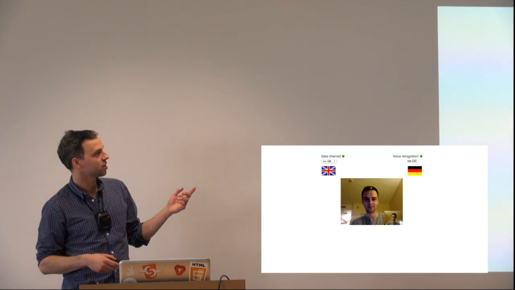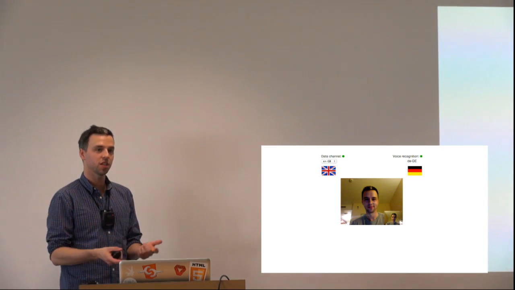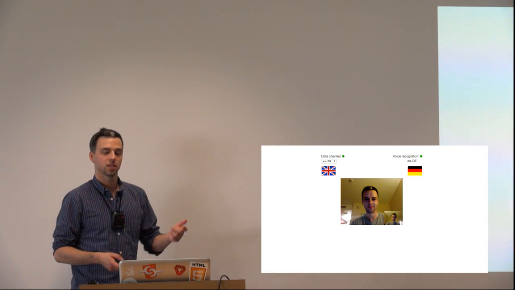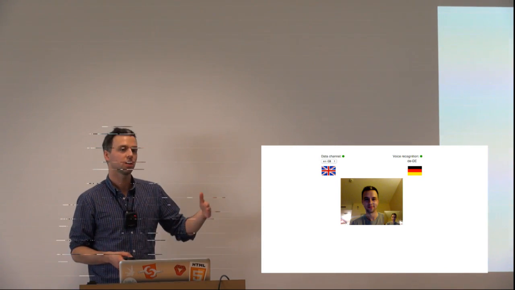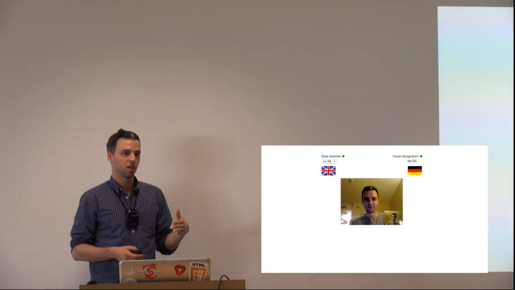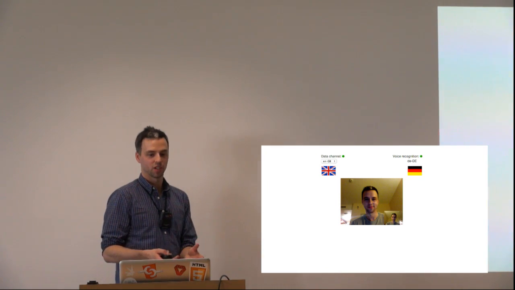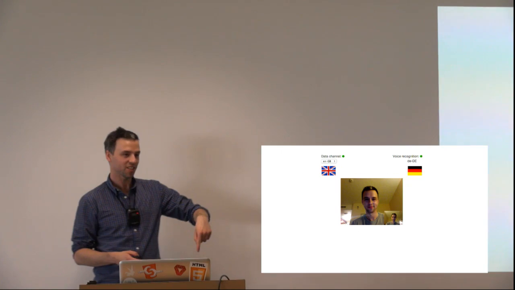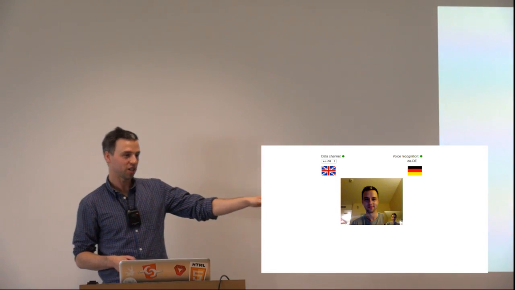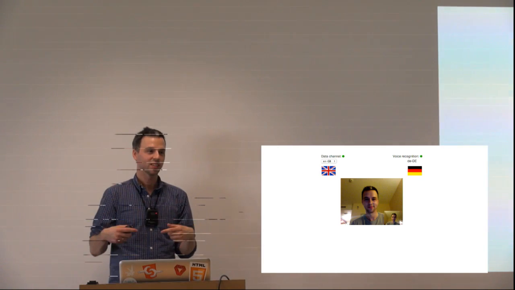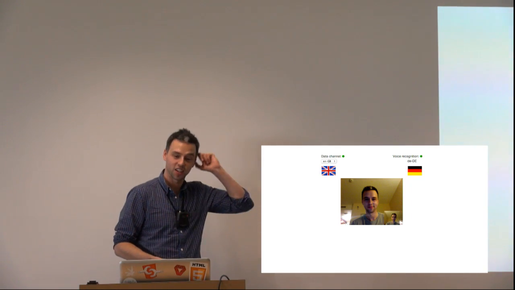But the trick here is that both participants can select the language that they're speaking. And this application will use Speech API to actually recognize what you're saying. It will send the transcript to Google Translate, translate it to the language of the other person, send it over a data channel to the other person, and read it back in their language. So it's actually on GitHub.